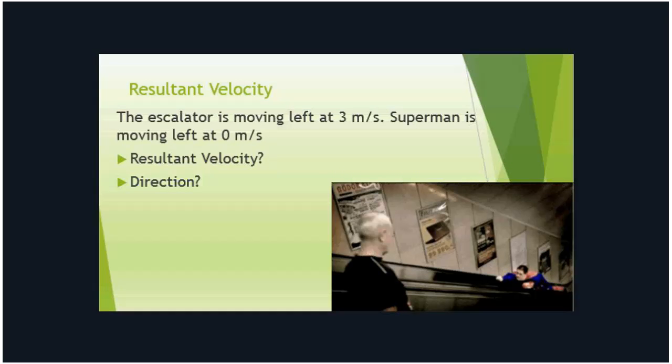The escalator is moving left at 3 meters per second. Superman is moving left at 0 meters per second. Both of these are moving left, so you would add. 3 plus 0 is 3 meters per second. Since they are both moving left, you take either of the directions that's left, so he should be moving 3 meters per second left.